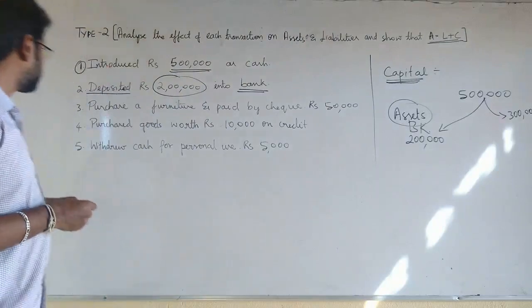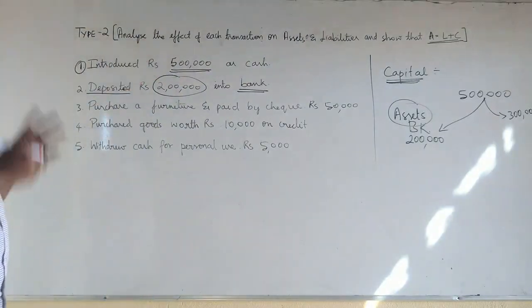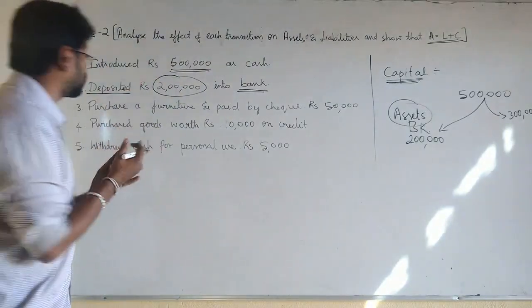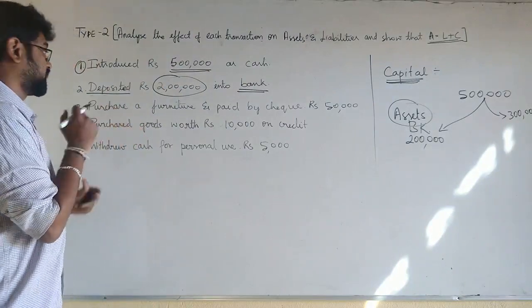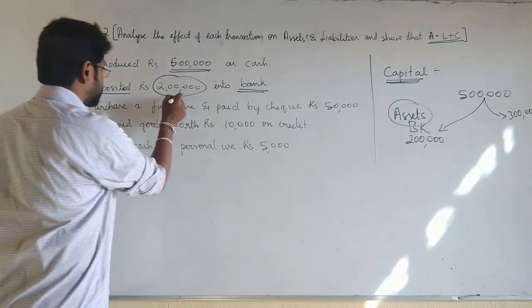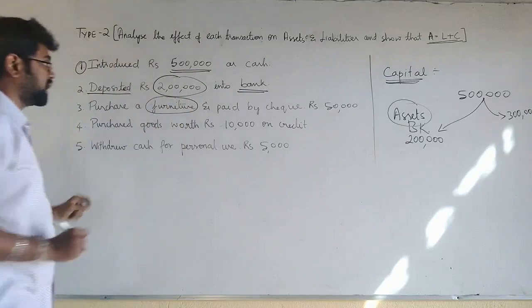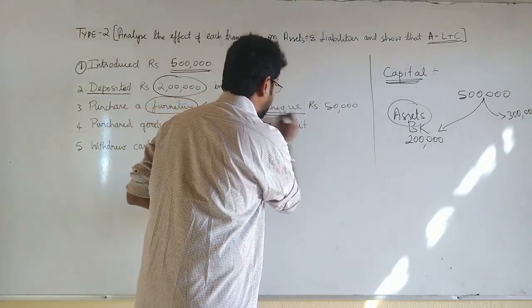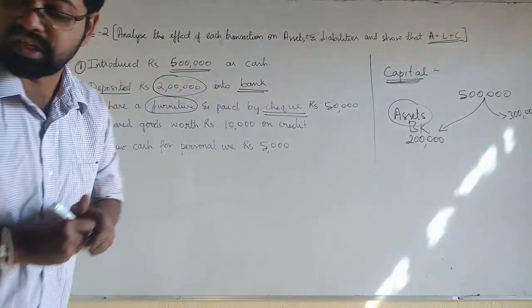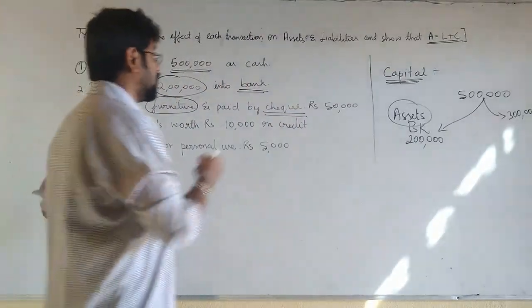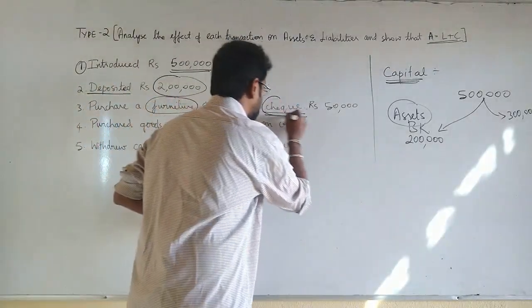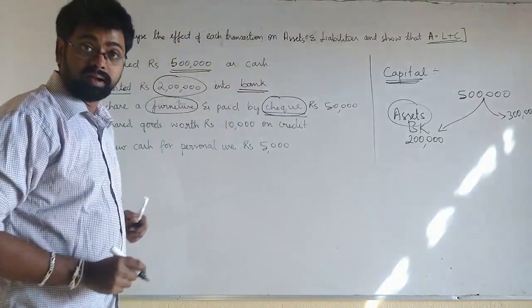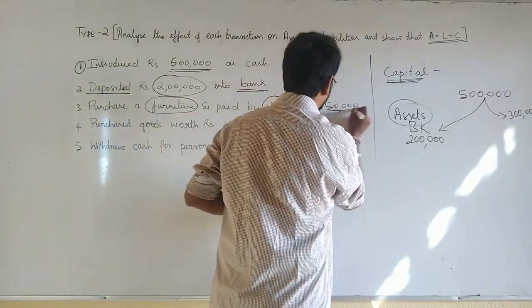So second concept ಆಯ್ತು, second transaction analysis ಆಯ್ತು. So we'll go to the third concept or the third transaction analysis. We purchased a furniture. What did we purchase? We purchased a furniture and paid by check. Students, this is a very important thing. How are we paying? We are making a payment by check. And how much are we paying?